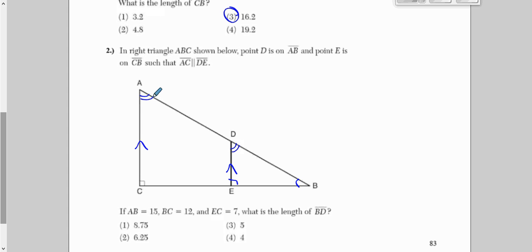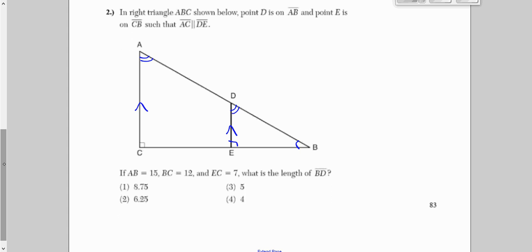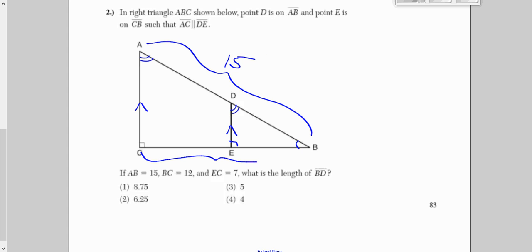So let's put stuff in here. AB is 15. I feel like BC, this whole side, is 12. EC, where's E and C? Oh, EC is 7 right there. Seems like we need the length of EB. Any thoughts on how to get the length of EB? 12 minus 7, right? Which is 5.